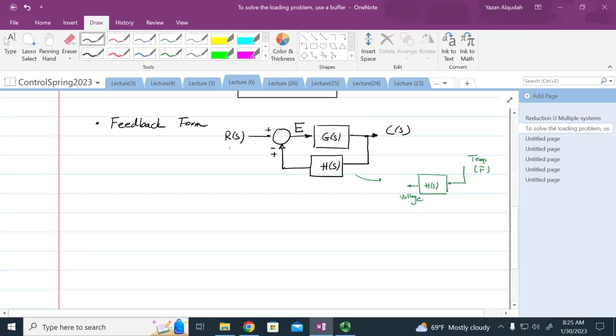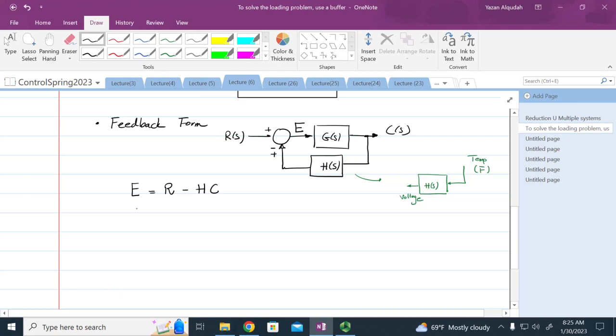E is the input minus the output, and therefore it represents the error. E is equal to R minus H of S multiplied by C of S. I'm going to take all of the S out just to make it more clear. So this is R minus H multiplied by C.